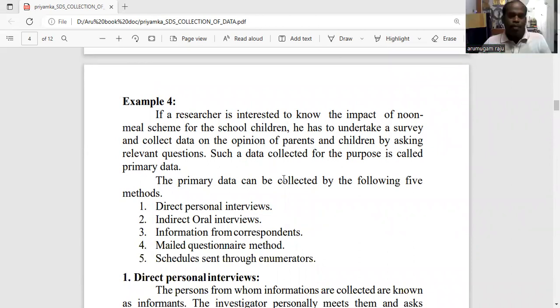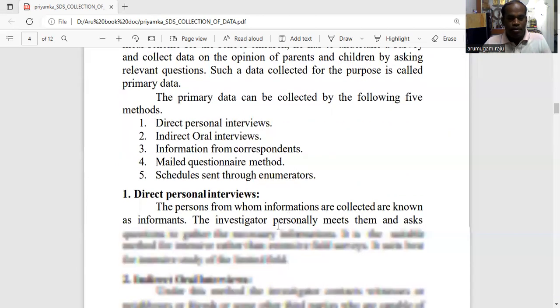So how to collect the primary data? Here we have 5 methods to collect the primary data. The first one is direct personal interviews. The second one is indirect oral interviews. The third method is information from correspondence. The fourth one is the mailed questionnaire method. The last one is schedules sent through enumerators.